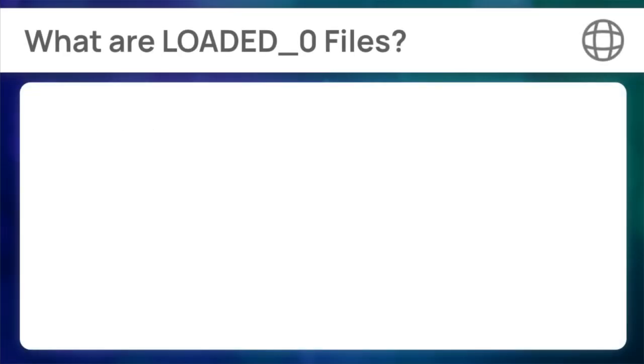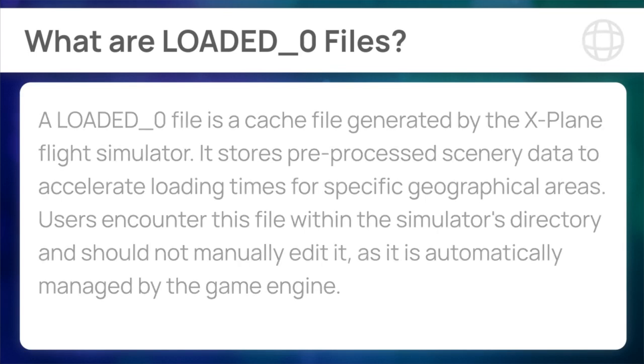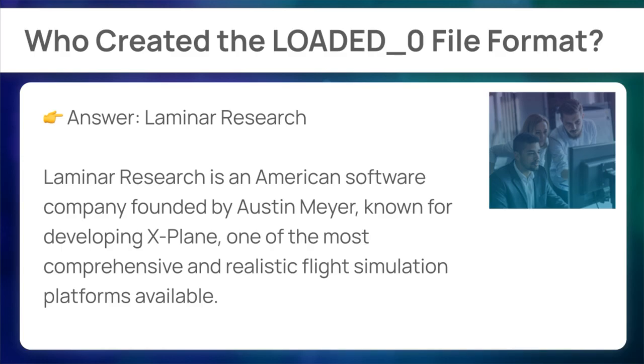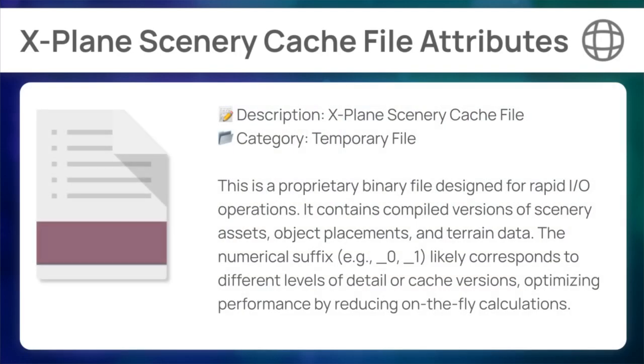A loaded MA0 file is a cache file generated by the X-Plane flight simulator. It stores pre-processed scenery data to accelerate loading times for specific geographical areas. Users encounter this file within the simulator's directory and should not manually edit it, as it is automatically managed by the game engine. This is a proprietary binary file designed for rapid I/O operations. It contains compiled versions of scenery assets, object placements, and terrain data.